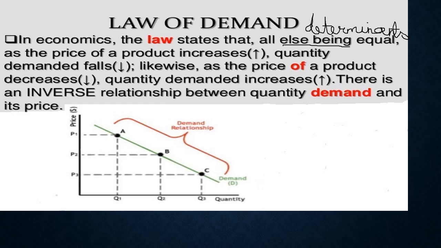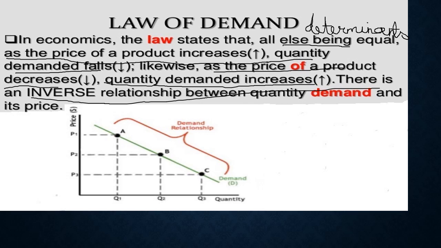Fine. As the price of a product increases, quantity demanded falls. Similarly, as the price of a product decreases, quantity demanded increases. Hence, we can state that there is inverse relationship between quantity demanded and its price. Fine. This is the demand curve. On y-axis, we have price. On x-axis, we have quantity.